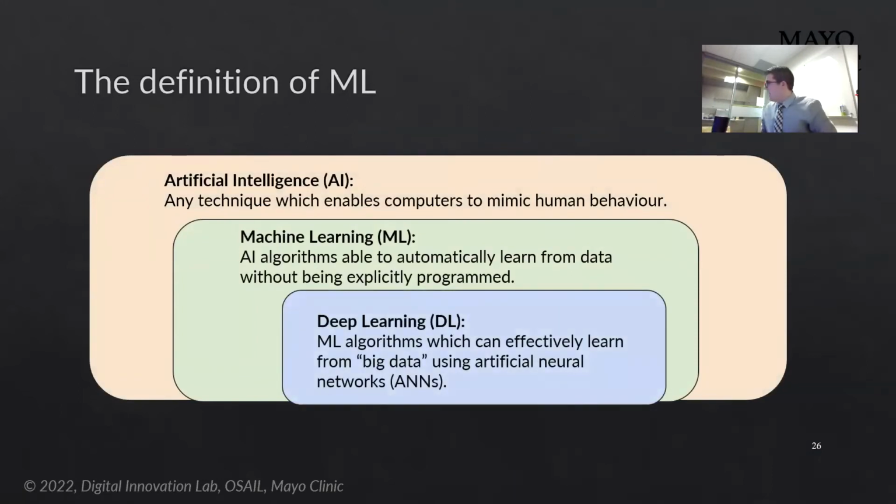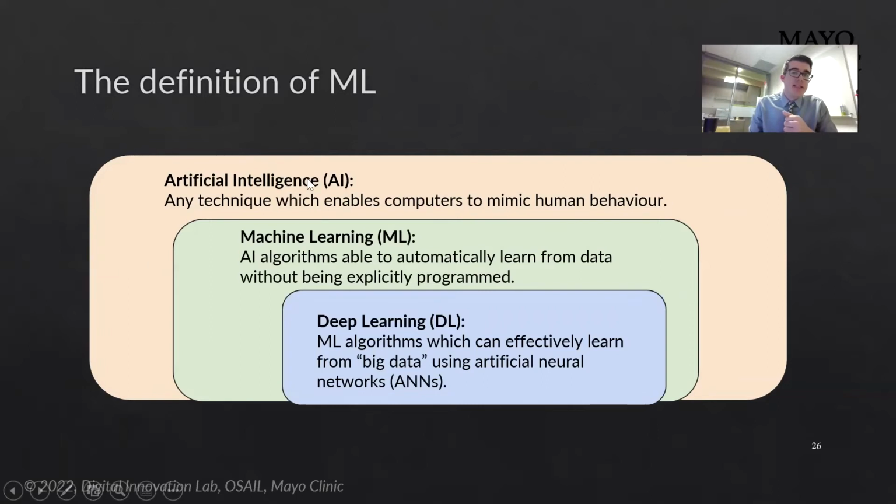I think this is a slide that I stole from Puria in his first presentation, but basically it's defining terms, because there's a lot of terms that get thrown around related to AI. So AI: by AI, we mean any technique which enables computers to mimic human behavior. So training computers to do things that traditionally humans have been really good at.